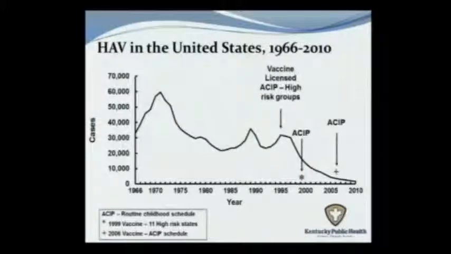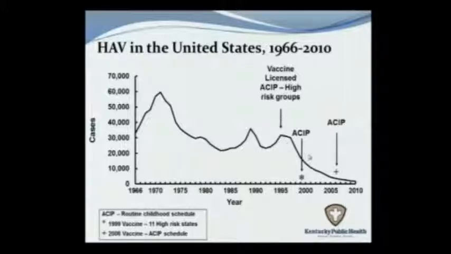So I put this in here just to show you how effective these vaccines have been in the United States. As you can see here, starting in 1966, we had increases and decreases in the incidence of hepatitis A cases. In, I think it was 1996, the vaccine was licensed for children who lived in high-risk areas. There were certain cities in the United States that were seeing incredibly high rates of hepatitis A infections, and the vaccine was licensed for those children.